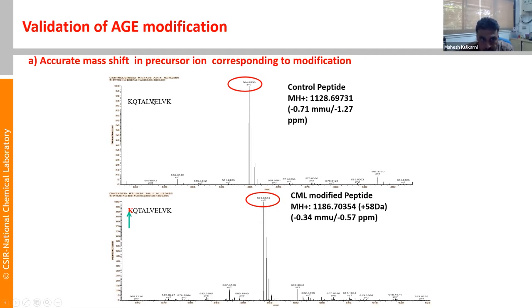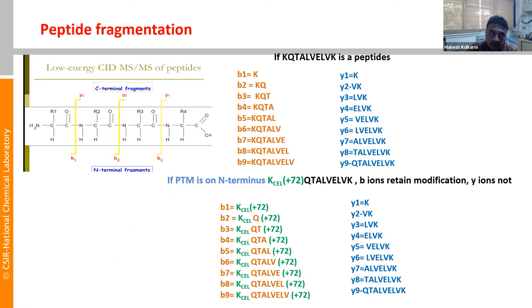Here the top mass spectrum is an unmodified peptide, that is KQTAL, whereas the bottom one is a modified one, a carboxymethyl-modified peptide. This shows an increase in mass by 58 daltons, and the accuracy was less than 1 ppm. Next, we fragmented this peptide. As I said earlier, fragmentation of a peptide leads to formation of B ions from the amino terminus and Y ions from the carboxy terminus.